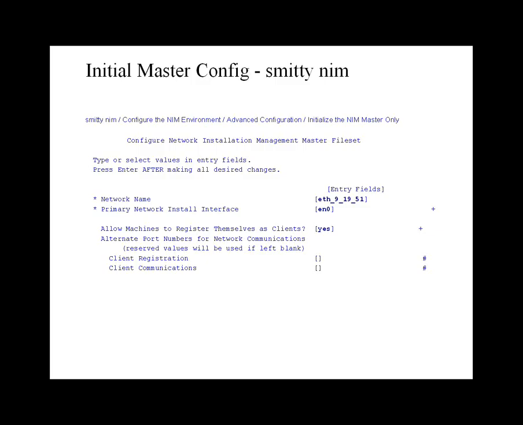Primary network install interface, you can hit F4 and select the interface that's configured on the master. Could be one or more. And I typically allow machines to register themselves as clients. I like to leave that open.